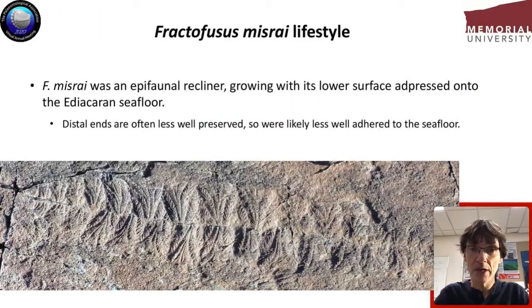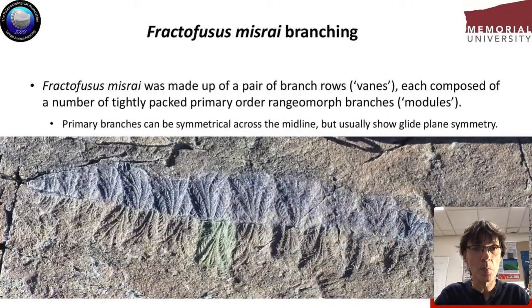If we think about the lifestyle of Fractofusus misrai, we know that it was an epifaunal recliner, which tells us basically that it grew very close to or directly appressed into the surface of the Ediacaran seafloor sediments. The distal tips of specimens, like the one we can see here, tend to be less well preserved, so it's quite possible that they were less well adhered to the seafloor compared to the main part of the organism.